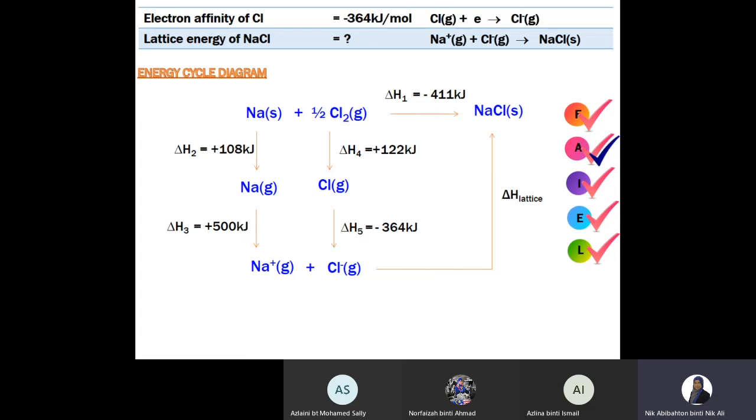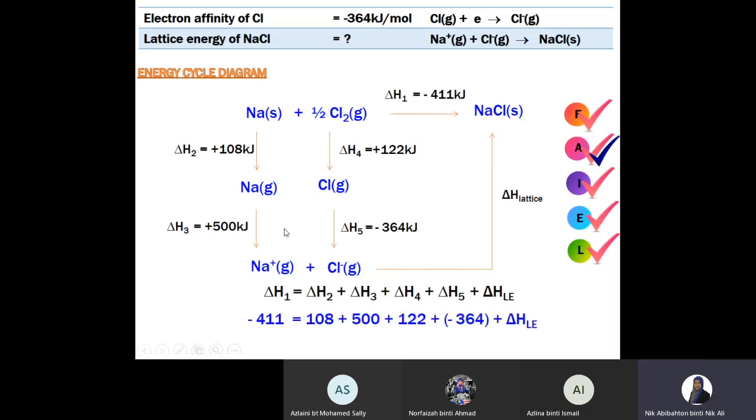Next, we're going to apply the Hess's law. According to the Hess's law that we looked just now, enthalpy change of the reaction is the same whether the reaction takes place in one step or in a series of steps. A series of steps means that we're going to sum all of these enthalpy below here, equal to the enthalpy of formation up here. So substitute all of the value from the cycle. I think you don't have a problem to substitute the value.